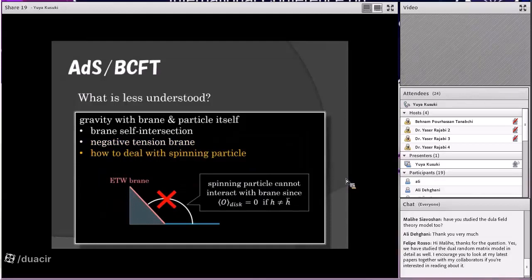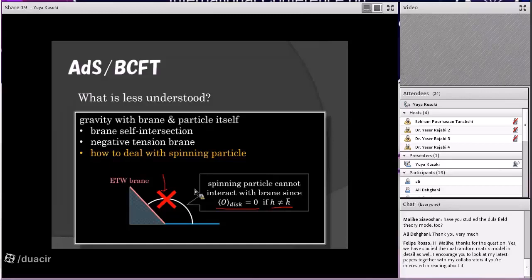And also, we don't know how to deal with a spinning particle in gravity with a brane and a massive particle. On the CFT side, it's obvious that the one-point function on the disk should vanish if we consider a non-scalar primary because of the rotational symmetry. On the gravity side, this can be translated into the property that a spinning particle cannot end on the end of the world brane. But unfortunately, we don't know the mechanism of how to exclude this configuration on the gravity side. Part of the reason is that we don't know how to deal with a spinning particle in gravity with an end of the world brane.